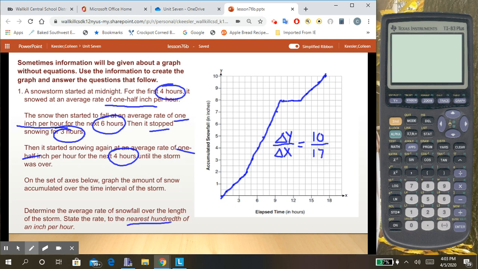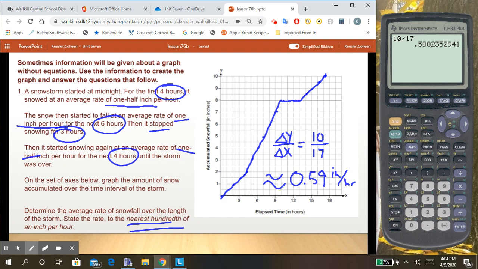So now again, it says to the nearest hundredth. So we're approximating, and we can use our calculator. And I already have that worked out there. 10 divided by 17 is 0.5882. And to the nearest hundredth, that would be about 0.59 inches per hour. All right, so pretty simple, no equation, so we don't have to use our calculator that much.